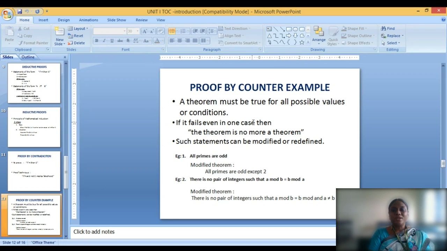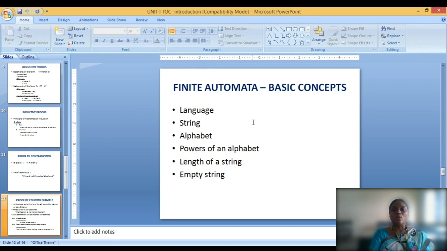Next is proof by counterexample. A theorem must be true for all possible values or conditions; only then is it proved as a theorem. If it fails even for one case, then the theorem has to be re-established using modified or redefined statements. For example, all primes are odd is one theorem. This will not suit all possible prime values. It is false for the prime number 2. So we can state the modified theorem as all primes are odd except 2. This is called proof by counterexample.